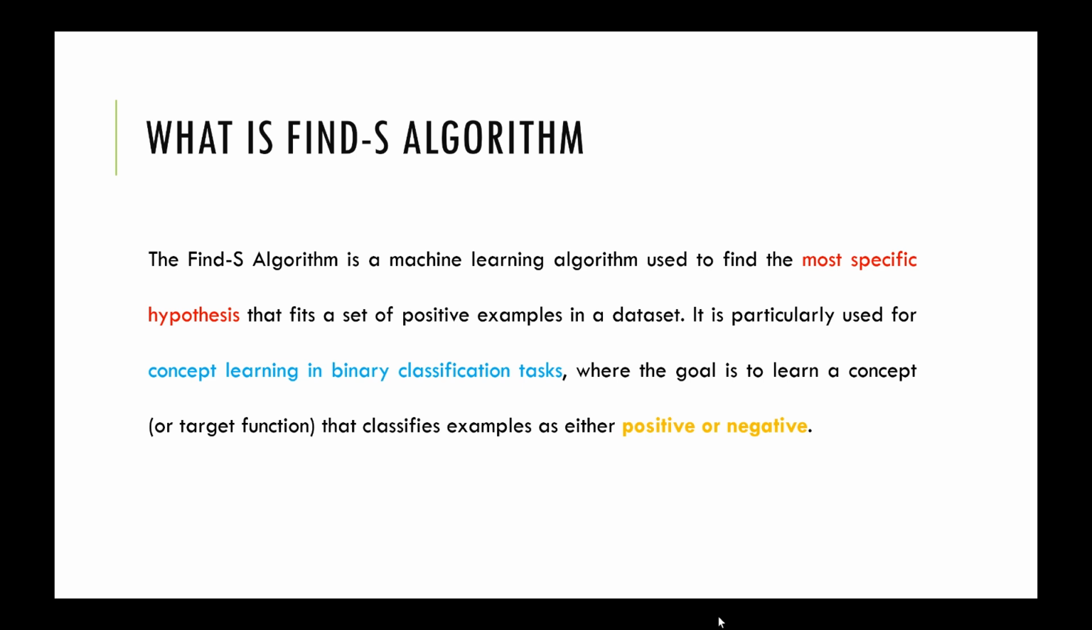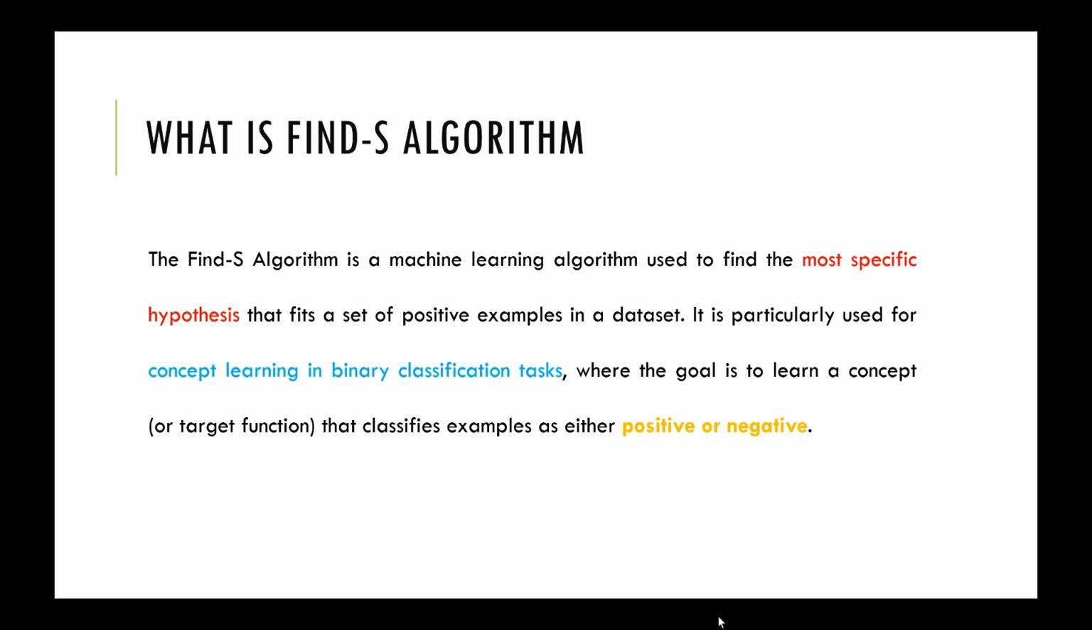So it is particularly used for concept learning in binary classification tasks. Binary indicates two classes, that is positive and negative, or yes or no, true or false, where the goal is to learn a concept or target function that classifies examples as either positive or negative. In the Find-S algorithm, to find the specific hypothesis, we consider only the positive examples or records. We are not touching the negative examples.